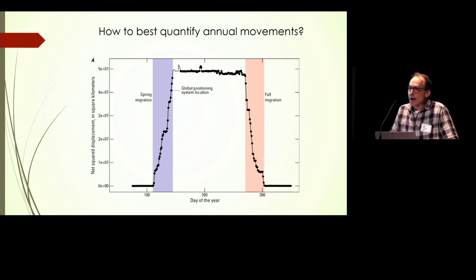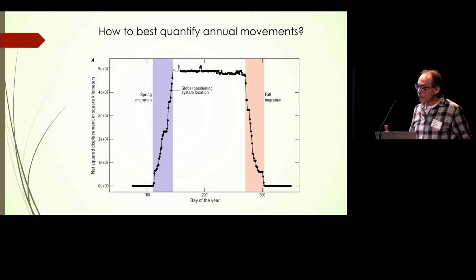So to quantify annual movements, the first thing that David did was to try and think about how do I quantify the extent of movements and the timing of movements. And so one of the ways that he did that was he looked at distances, daily distances from where the swan was at each time point from where they were captured.